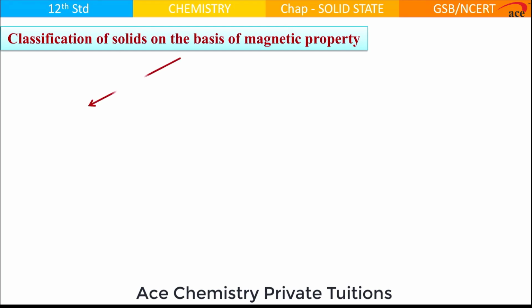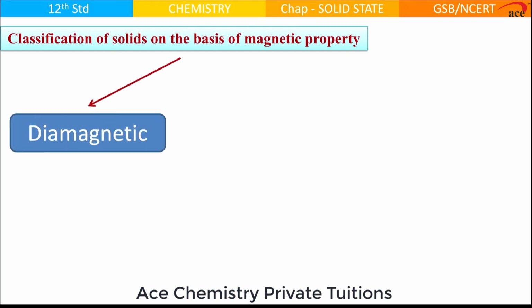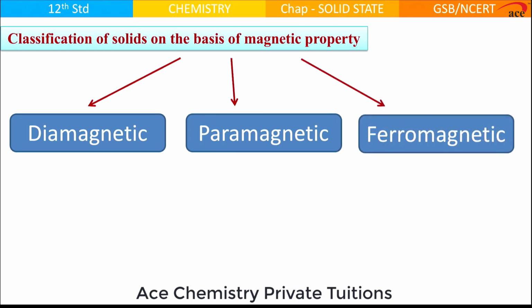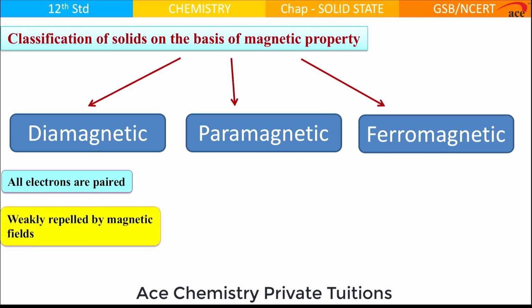Now, based on magnetic properties, substances are mainly of 3 types. They are diamagnetic, paramagnetic and ferromagnetic. In diamagnetic substances, all the electrons are paired, that means their spins are cancelled and the net magnetic field is 0. Such substances do not get attracted towards a magnet; on the other hand, they get repelled.